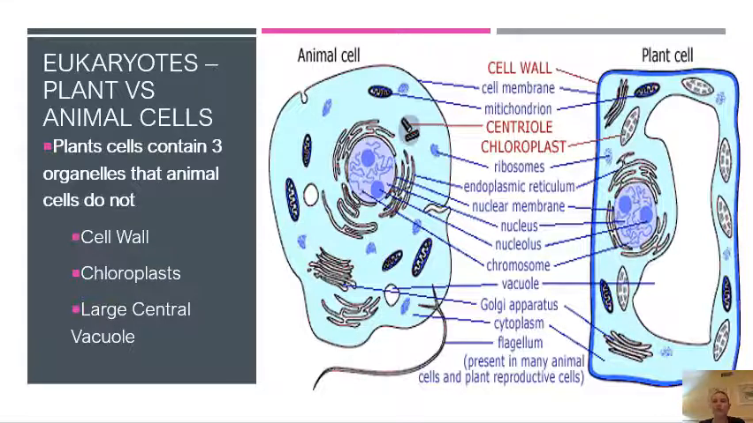So a plant cell has a cell wall. It still has a cell membrane, but it has a cell wall that surrounds it. Okay, and then right inside there is the cell membrane. It also has chloroplasts because it does photosynthesis, and then it has this large central vacuole. Vacuoles store stuff for the cell. They store water and other nutrients.